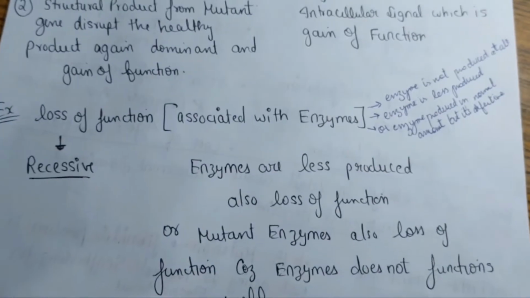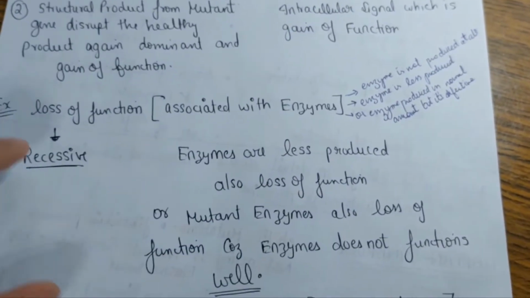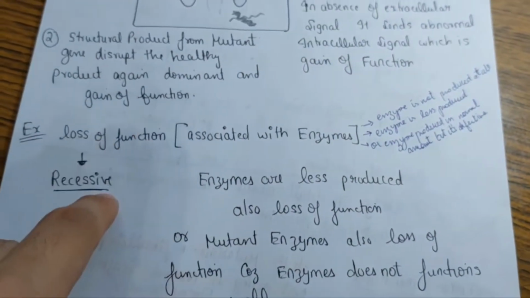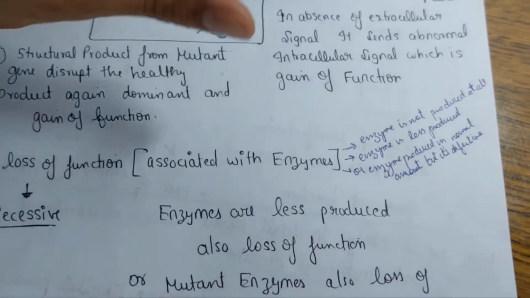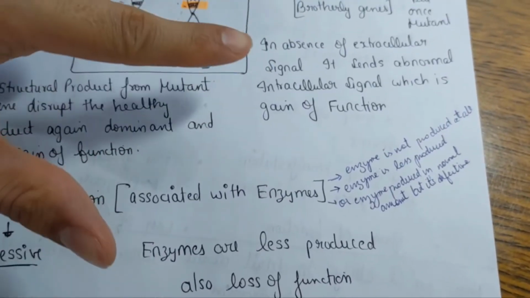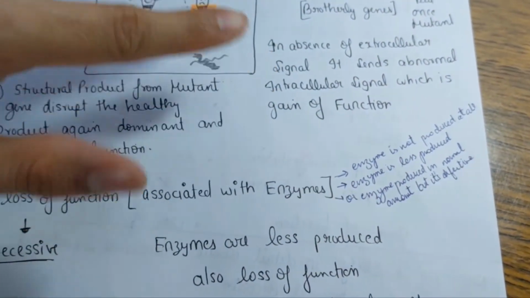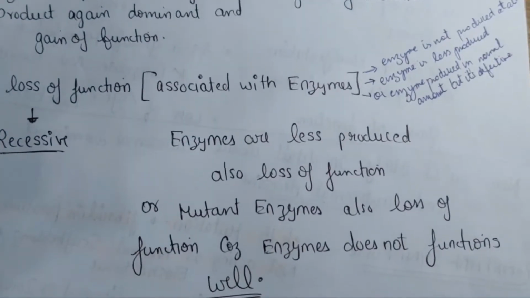Loss of function mutations are usually associated with autosomal recessive disorders, and autosomal recessive disorders are mostly associated with enzymes. So in loss of function, mainly the problem is that either the enzyme is not produced at all, or the enzyme is produced in less amount, or the enzyme is produced in normal amount but the enzyme being produced is defective. So there will be loss of function.